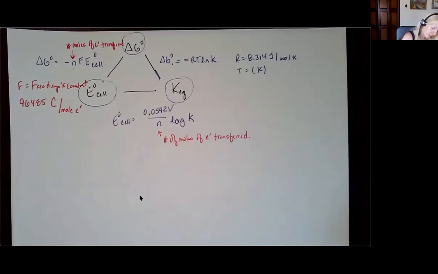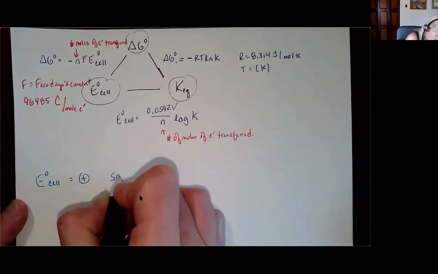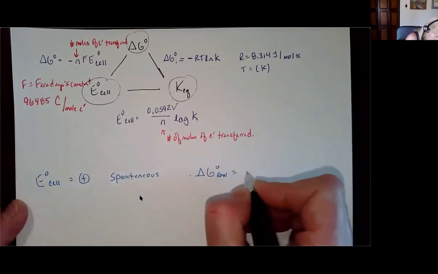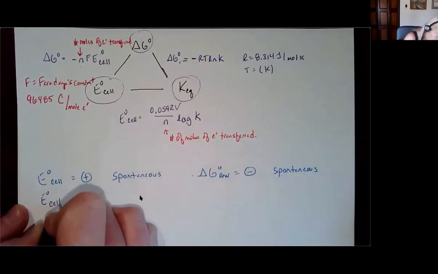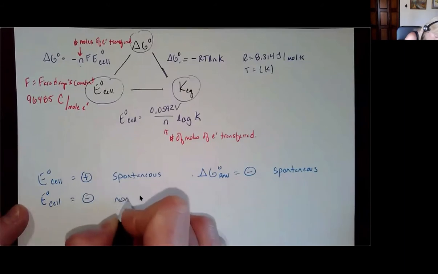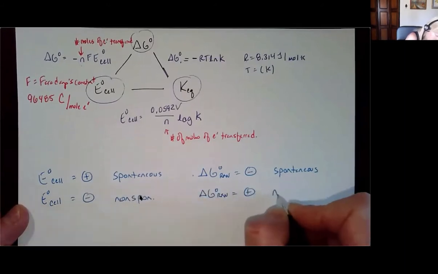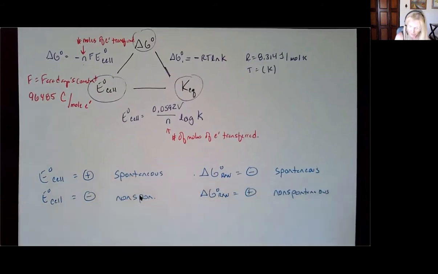So a couple of things just to keep in mind. When E cell is positive, it's spontaneous. When delta G is negative, it's spontaneous. When my E cell is negative, it's non-spontaneous. When delta G is positive, it's non-spontaneous. So a little bit of difference here in my signs.